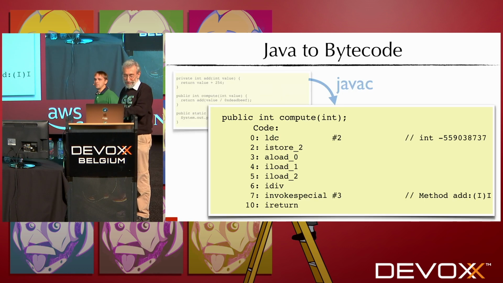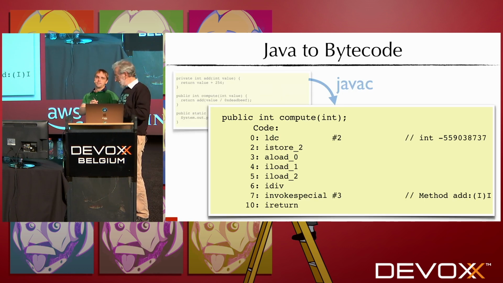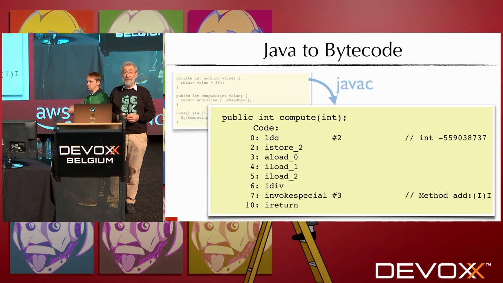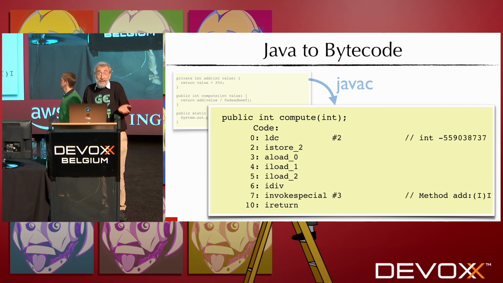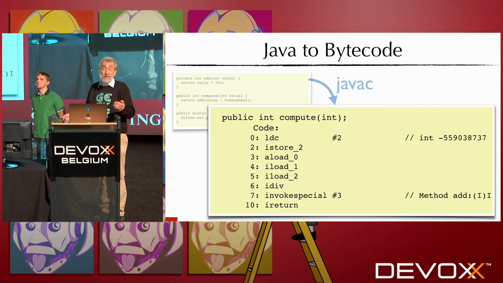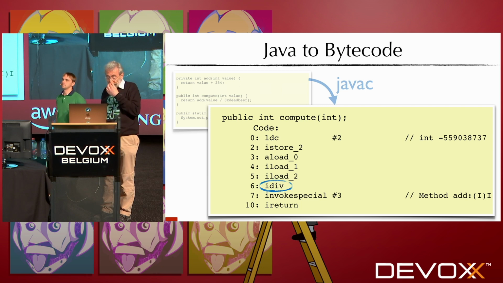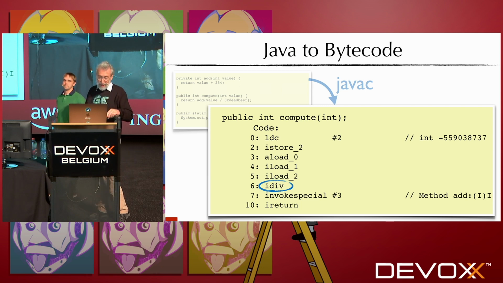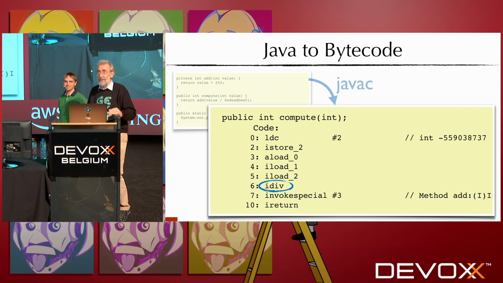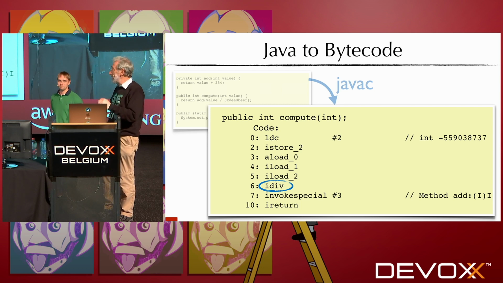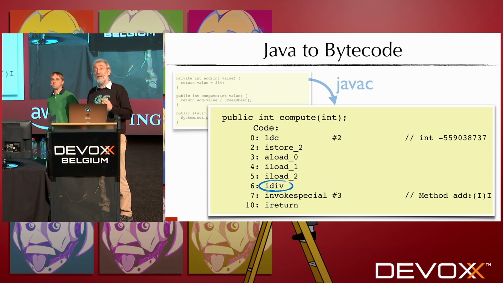Shall we dig deeper? No. Okay, right. So each one of those bytecodes has got to be executed. What happens? How do we get here? I know how we got here. We're going to look at one of them. We just about have time to look at one of them. The one we're going to look at is IDIV.